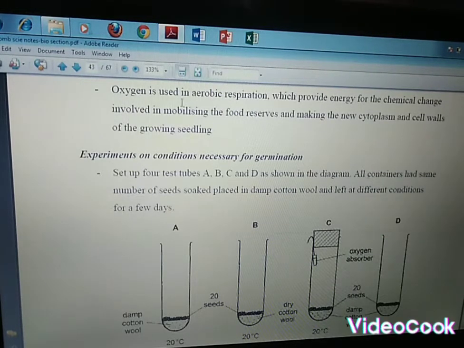And then we need oxygen. This oxygen is used in aerobic respiration. Oxygen is needed for aerobic respiration. So for seeds to germinate, they need oxygen, right? This aerobic respiration provides energy for the seeds to actually develop into a new plant, right? So now let's have a look at the experiments on conditions necessary for germination.